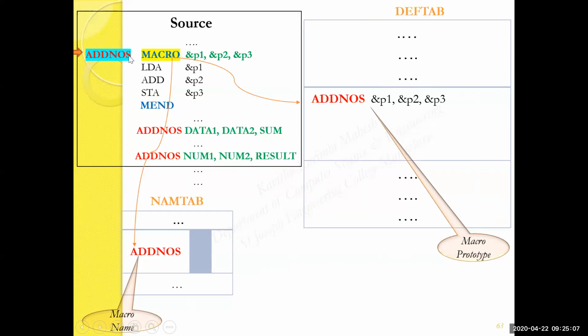So while we process add numbers macro and P1, P2, the entry made into the definition table is the name and the parameters which indicate the prototype, which actually defines the pattern for the macro instruction. So this is the first line that is entered into the definition table. Also, the name of the macro should be entered into the name table. So add numbers has been entered into the name table. The first column here indicates the name of the macro. So this indicates the beginning.